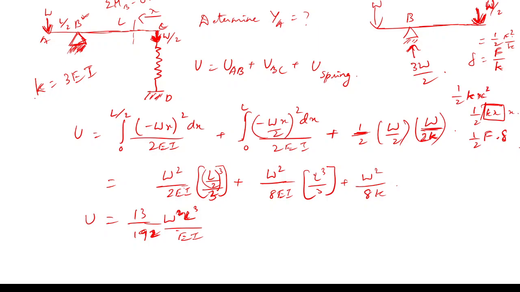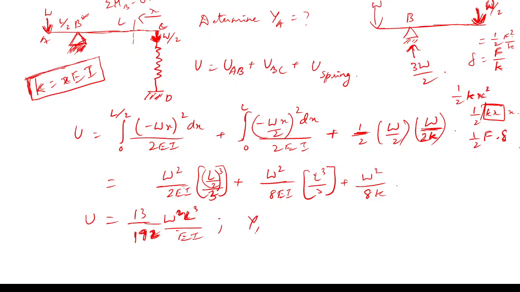Actually, we have seen a similar kind of problem in the deflection also. Here I haven't thought of this. Okay, here let's imagine k is equal to some x times EI. So the final expression you will be getting after applying this will be 13 by 192 into W square L cube by EI. Okay, so let's proceed like this.